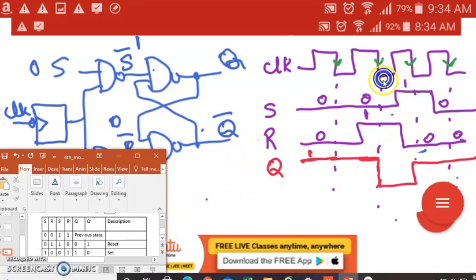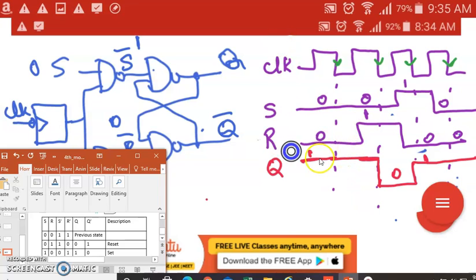Then at the negative edge of the clock, S and R is 0, 1. 0, 1 is reset, so we get 0. Then at the next negative edge of the clock, S is 1, R is 0. 1, 0 is set, so we get 1. With the next negative edge, S and R is 0, 0, so previous state. We should be very careful: only at the negative edge of the clock will there be a change in the output. Q bar is the reverse of this.